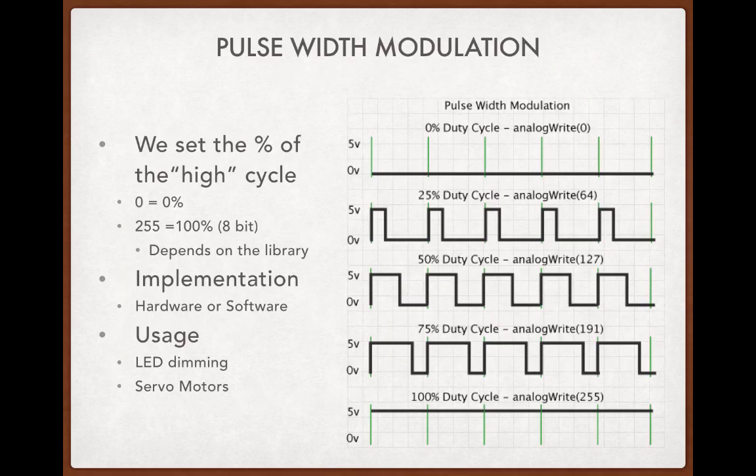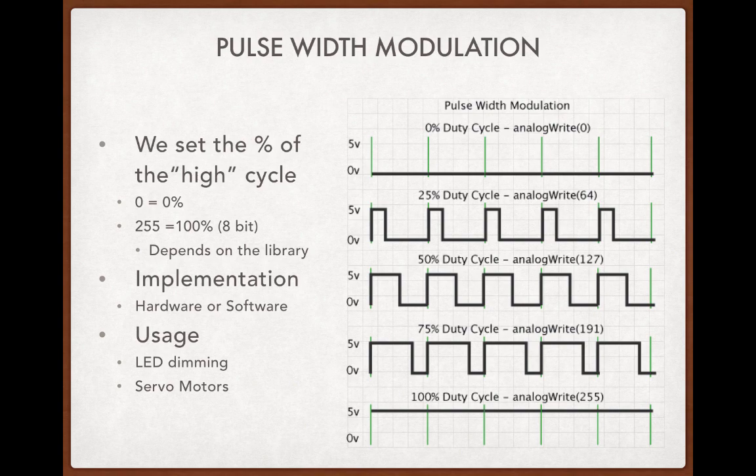Another very important aspect we have is pulse width modulation. Pulse width modulation is a way of controlling the power output to a device. We use this in LEDs. The greater the pulse width, the more power outputting to the LED, therefore the brighter it is. We also use it in positioning of servo motors, and we can use it for motor speed as well. We set the percentage of the high duty cycle to create this power level.